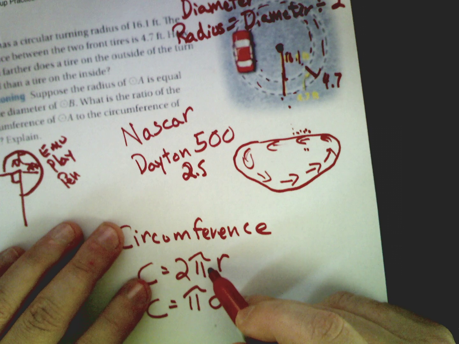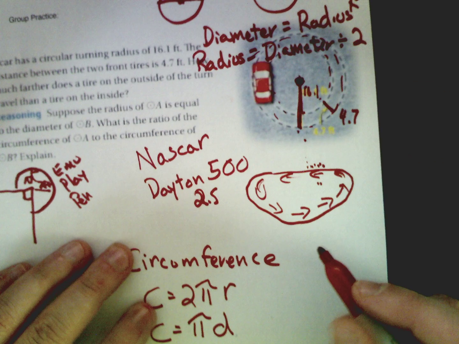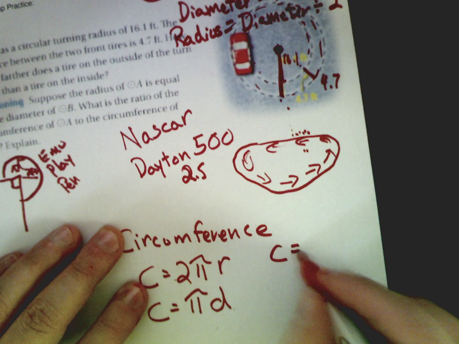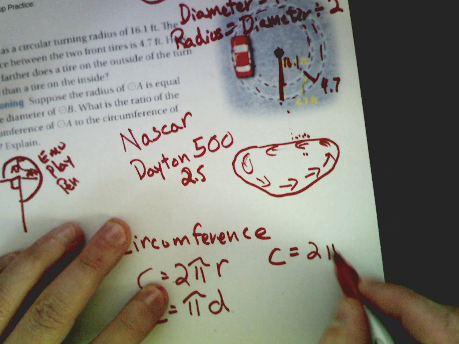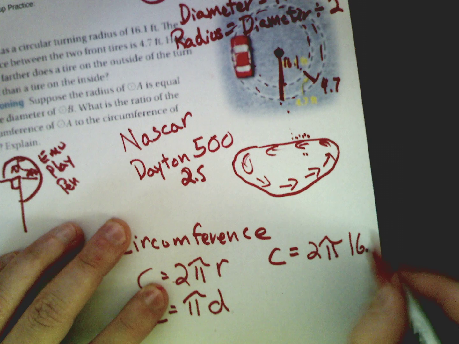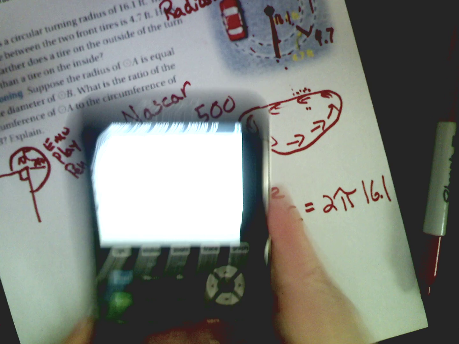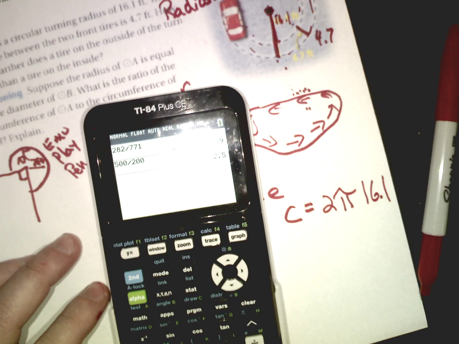I'm going to take it easy, and since I have a radius here, a radii, proper math term, of 16.1, I'm just going to plug in this. C equals 2 pi 16.1. Calculator problem. Don't even bother not doing a calculator problem. I'm going to have to turn the light on here. Sorry. Whoa, that's bright. Okay.